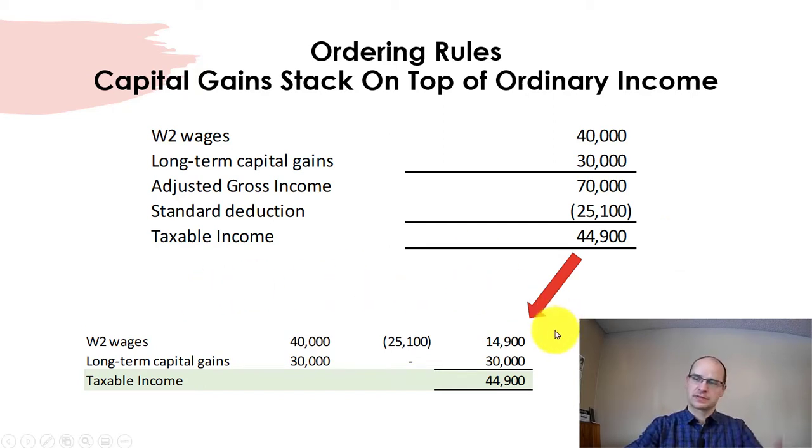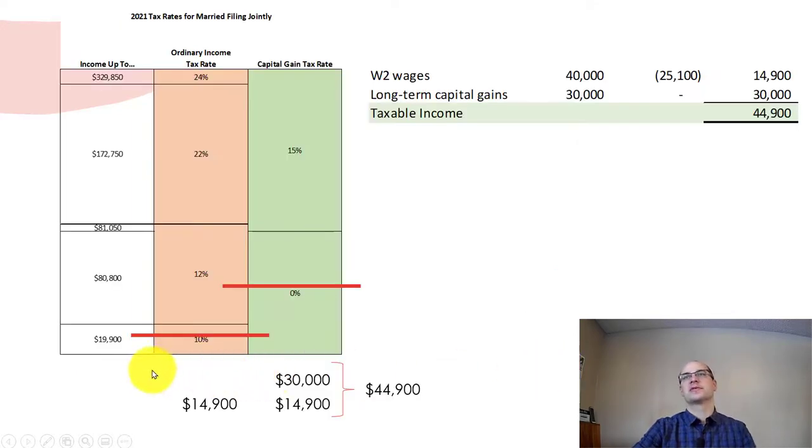But here we go. Let's jump into it on the bottom. I should also note that the standard deduction is also subject to the ordering rules, meaning that the standard deduction always offsets ordinary income first. So we have $40,000 of wages minus the standard deduction, leaving $14,900 of ordinary income, plus our $30,000 in capital gains. Now in terms of determining the tax rate, here's that $14,900 of ordinary income. That's all going to fall in this first tax bracket, the 10%. It doesn't even completely fill it up. So all these dollars are taxed here.